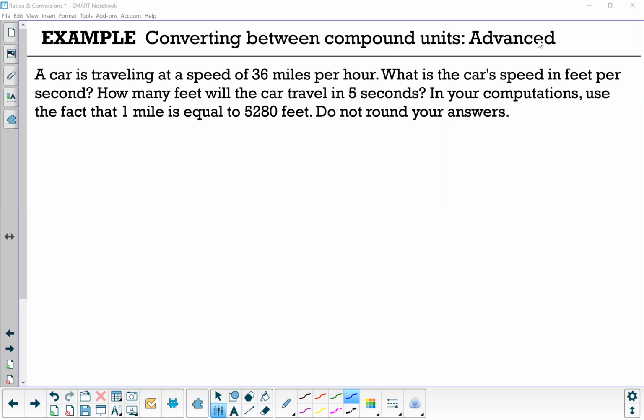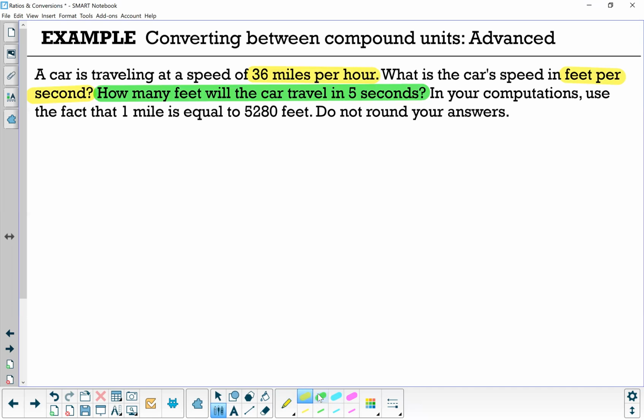All right, we are going to be converting between compound units, and we're going to notice that we have multiple conversion steps that we need to go through. So we have a car is traveling at a speed of 30 miles per hour. What is the car's speed in feet per second? That's the first part we want to do. Then we'll come back and look at how many feet will the car travel in 5 seconds.